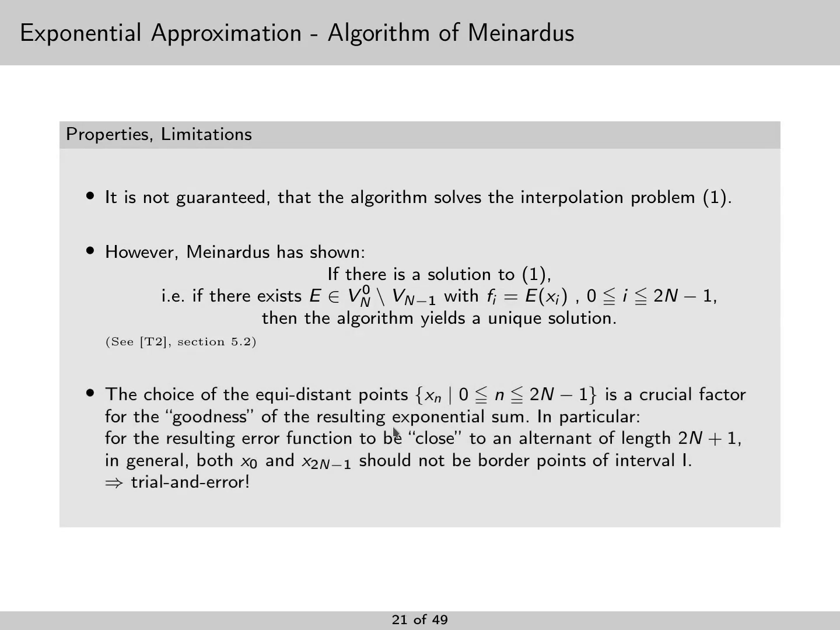The choice of the equidistant points is crucial. If the goal is to come up with a good approximation, meaning the error function is close to an alternate, then in general points x_0 and x_{2n-1} should not be border points of interval I. Remember, this was the case in the example above. In other words, finding the right set of equidistant points is a trial and error process.